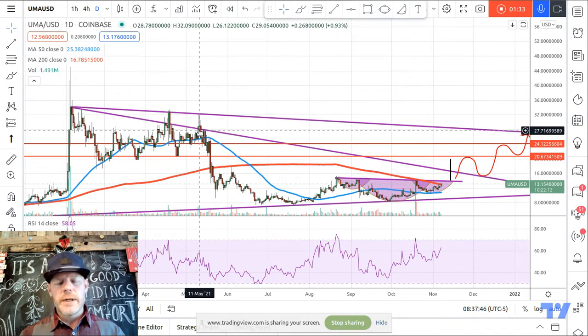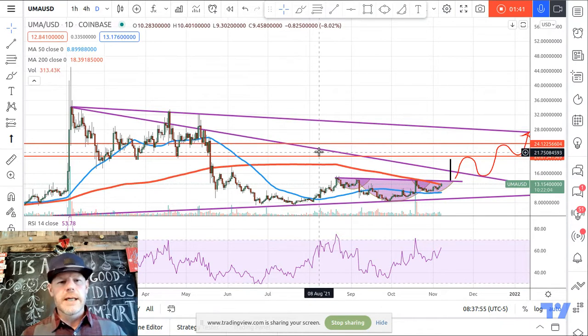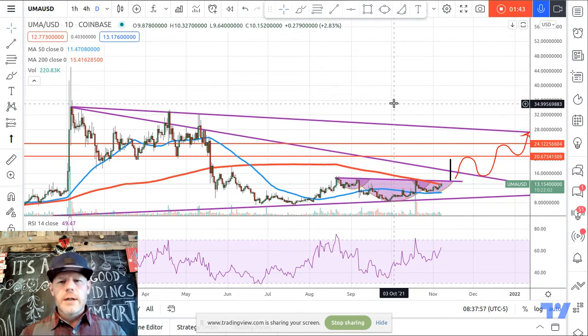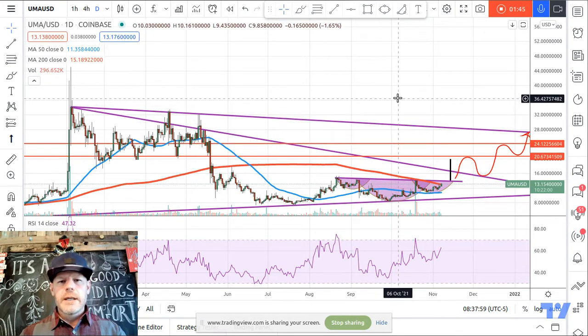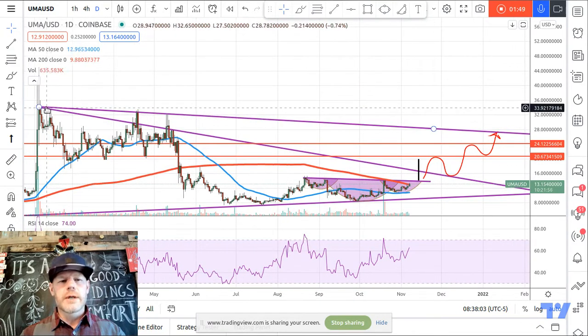Same over here in May. We spiked above it, came right back down. So it never closed above that particular line. But I know that the market, everybody analyzes these things different. So I wanted to draw another trend line too to see where that would go.